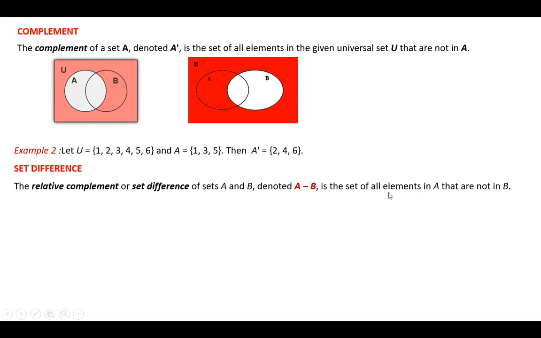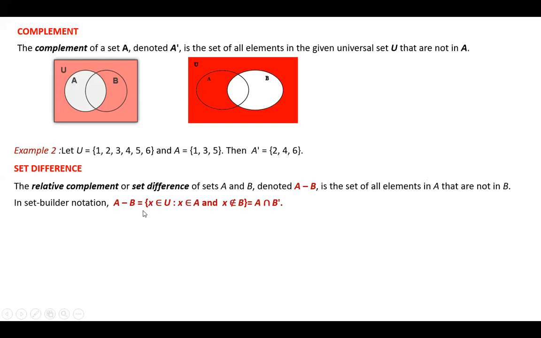So this one is just a set of elements in A that are not in B. So if you've been given the universal set and set A, you've also been given set B. So A minus B is simply writing the elements that are in A, but not in B. The elements that are in A, but not in B, that is the set difference.